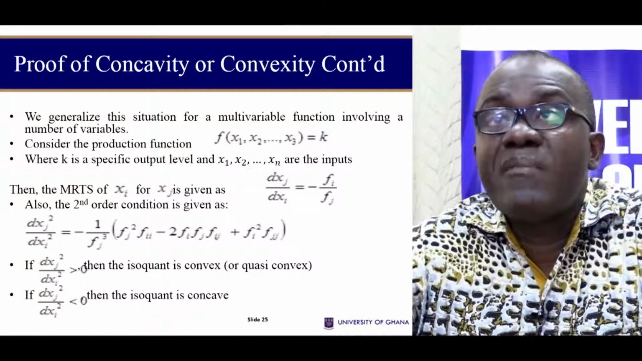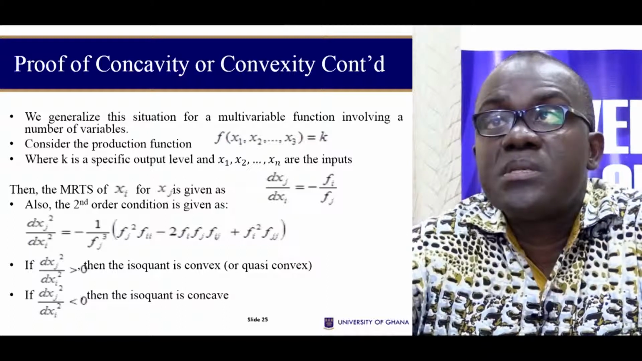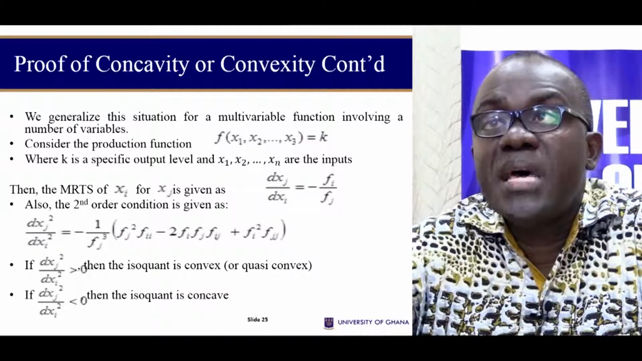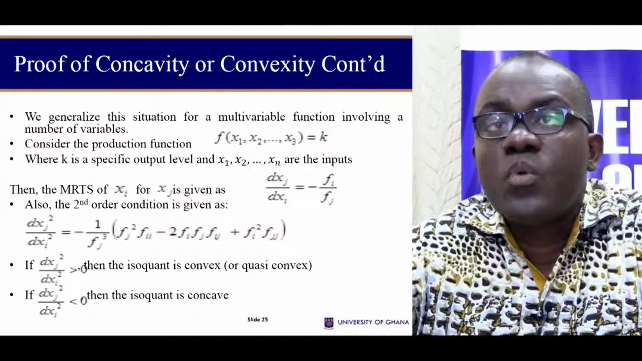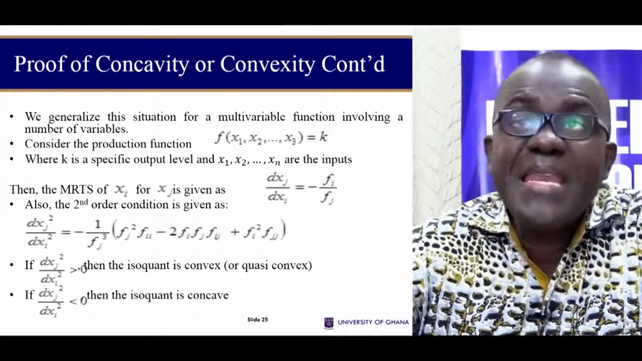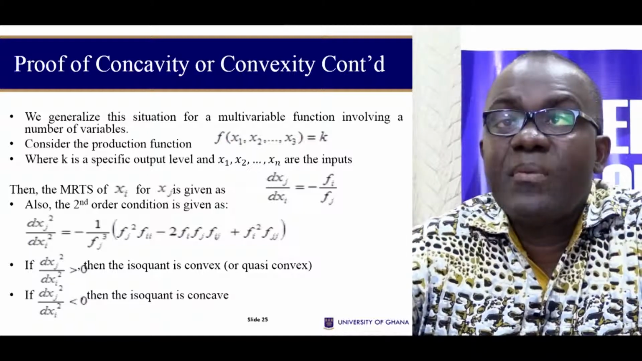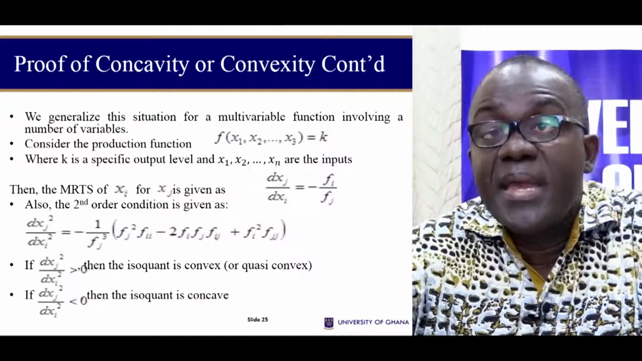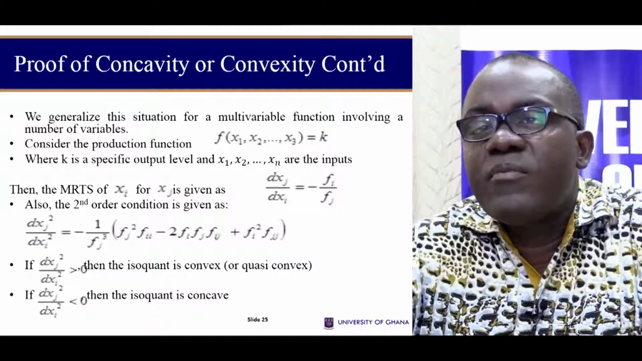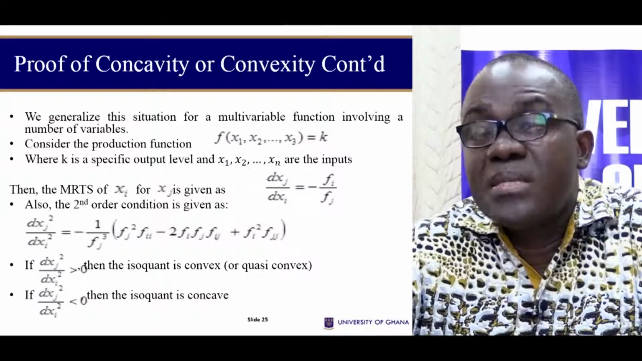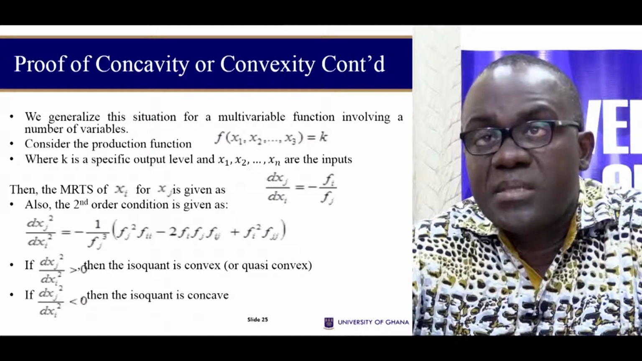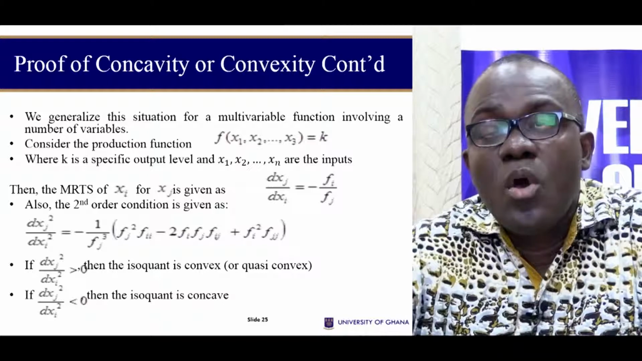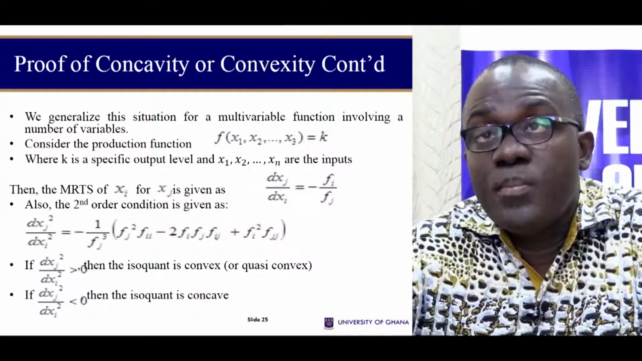In general, when we have a function in n inputs, and we know that the first order derivative is what we have over here, we can find the isoquant between any of the inputs using the formula that we have over here. And when the equation we have over here is greater than 0, then we have what we call a convex isoquant. And when it's less than 0, then we have a concave isoquant. So this is just a generalization of the situation that we have when we had only two inputs.